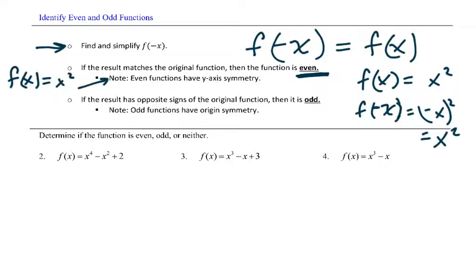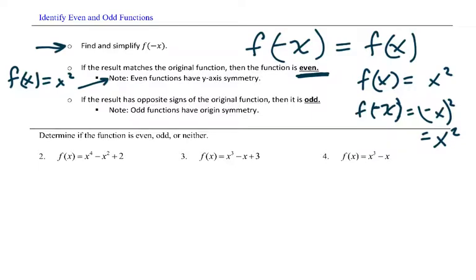If you were to graph that function, we know it looks like this. We would say it has y-axis symmetry because if I reflected over the y-axis, each point would match up to a previous point on the function, and it would not change that graph at all. So even functions have that y-axis symmetry, and we can see an example of that with the x squared quadratic parent function.